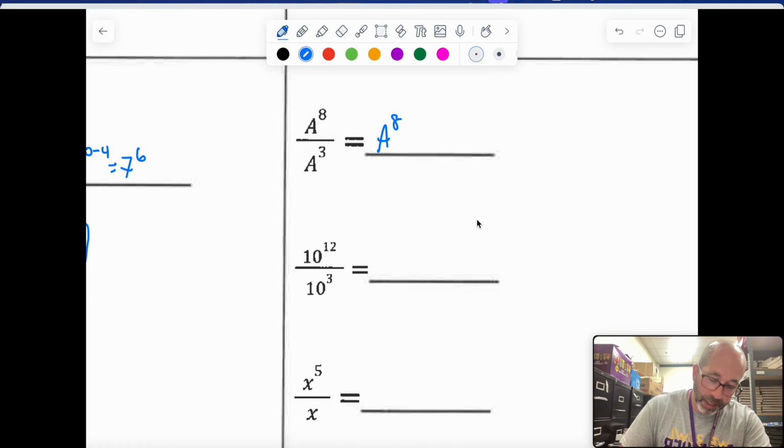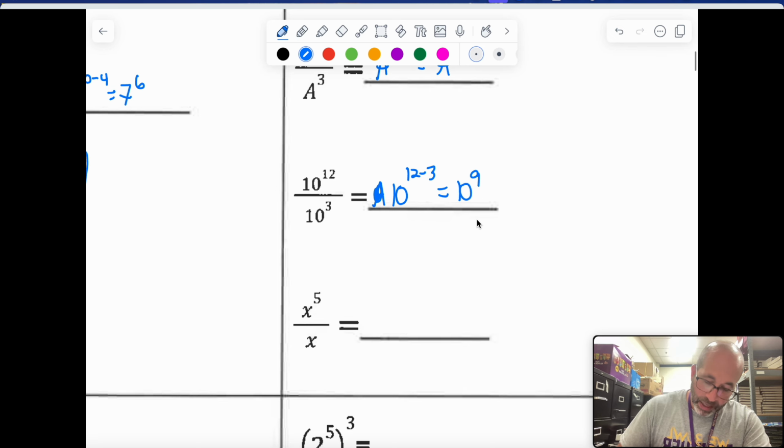A to the 8 minus 3 equals a to the 5th. This is 10 to the 12 minus 3, which is 10 to the 9. And then there's a 1 on this next one here, so this will be x to the 5 minus 1, which is x to the 4th.